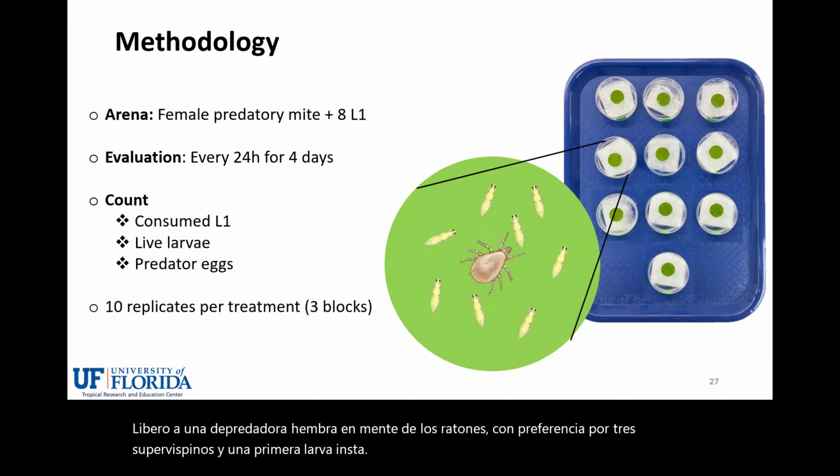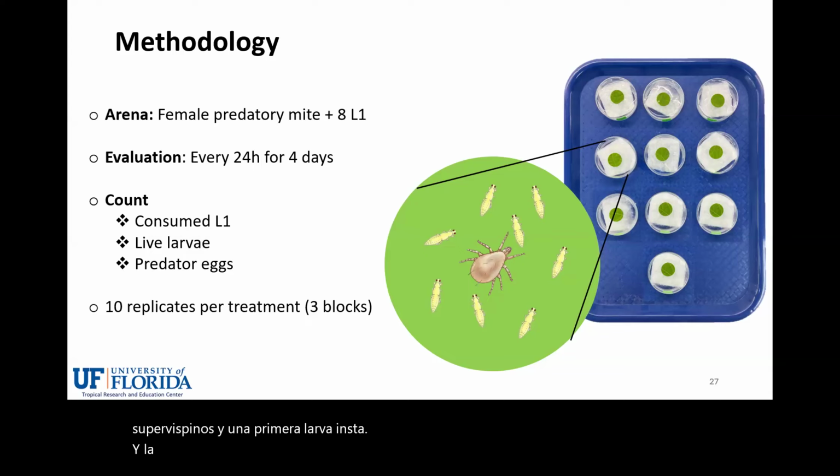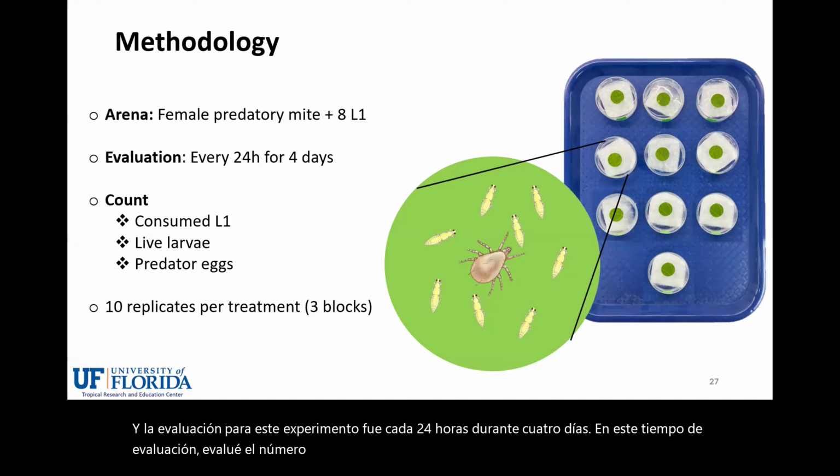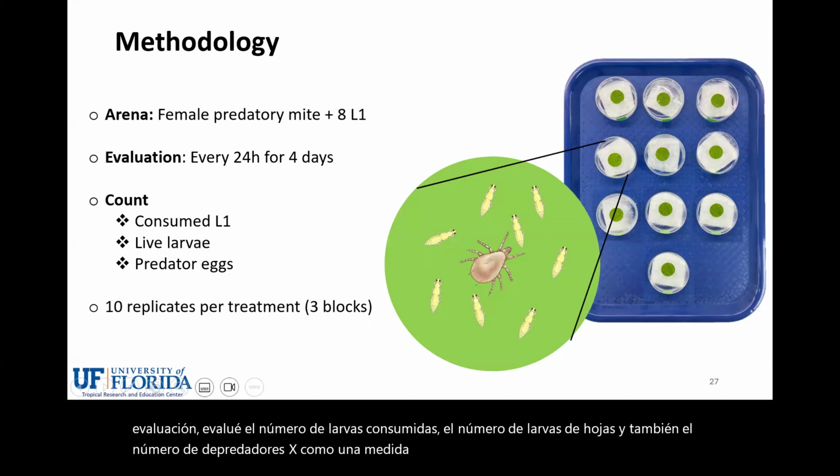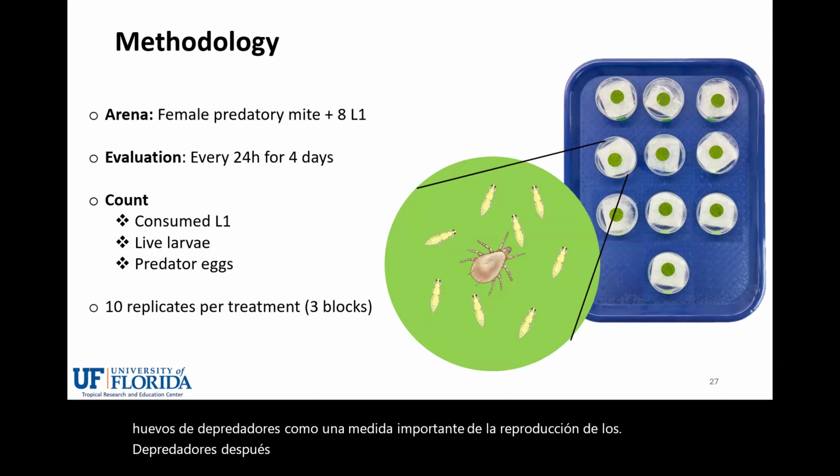And the evaluation for this experiment was every 24 hours for 4 days. In this evaluation time, I evaluated the number of consumed larvae, the number of live larvae, and also the number of predator eggs as an important measure of the reproduction of the predators after feeding on Thrips parvispinus. This experiment included 10 replicates per treatment, and it was repeated 3 times.